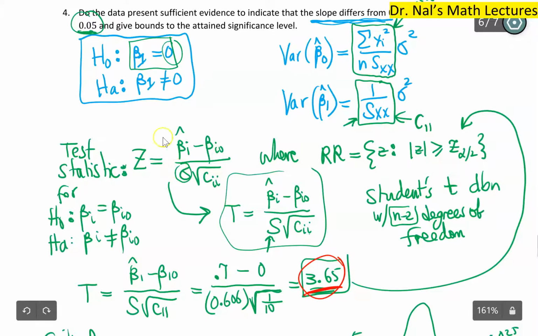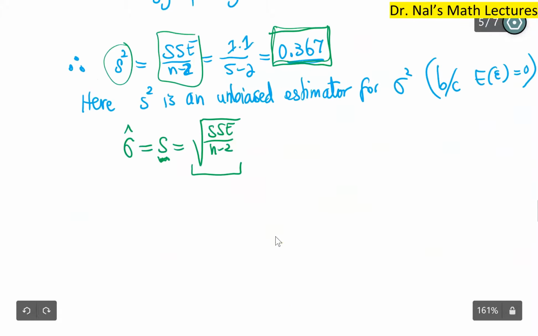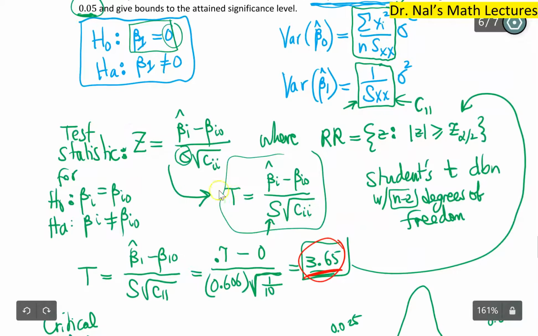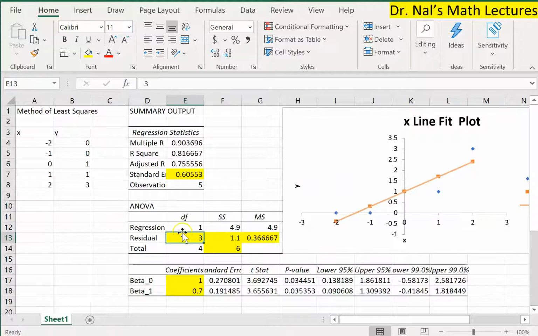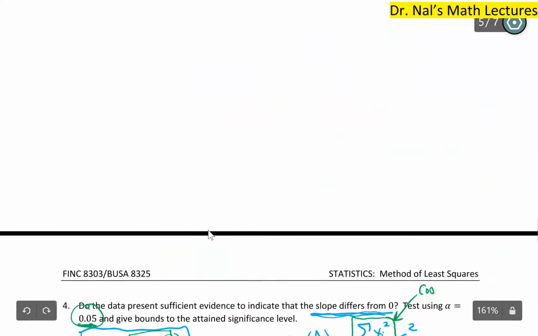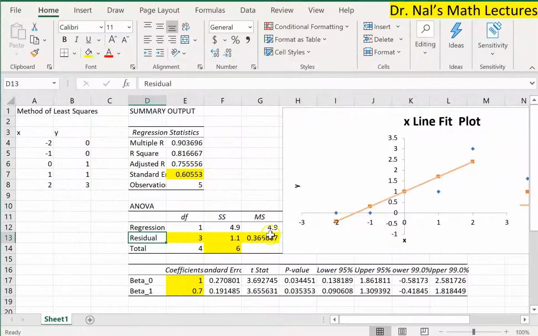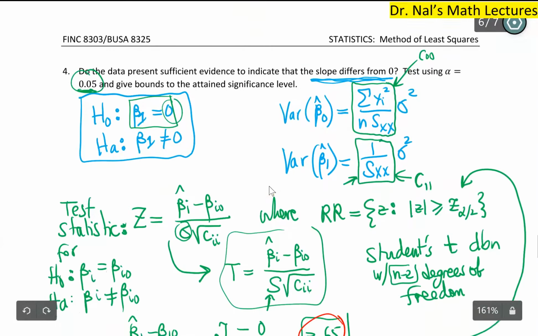Well, in this example, we realized that the z-test suddenly, because sigma, the population standard deviation, is not known, the moment we use the s to predict the sigma, then suddenly the z-test turns into a student's t-test, and the student's t-distribution will use n-2 degrees of freedom. All right, so n is 5, 5 minus 2 is 3, that's the degrees of freedom for the residuals. Awesome. What else was the question? So we talked about s squared, so the 0.367 right here. What else? What's the next question?